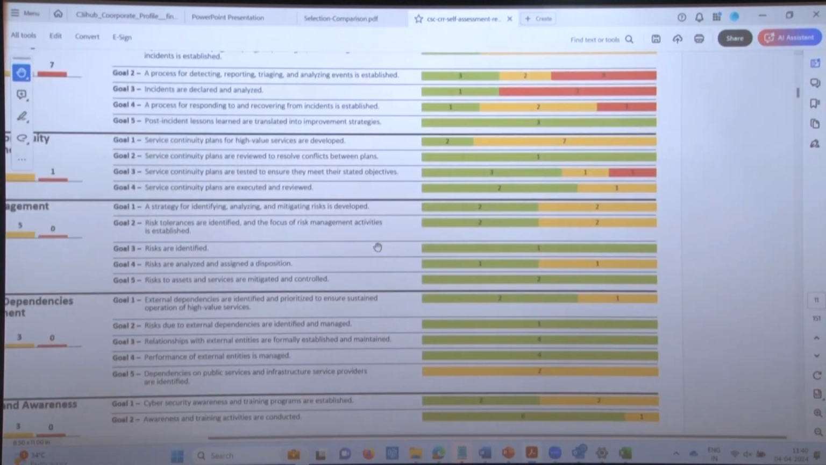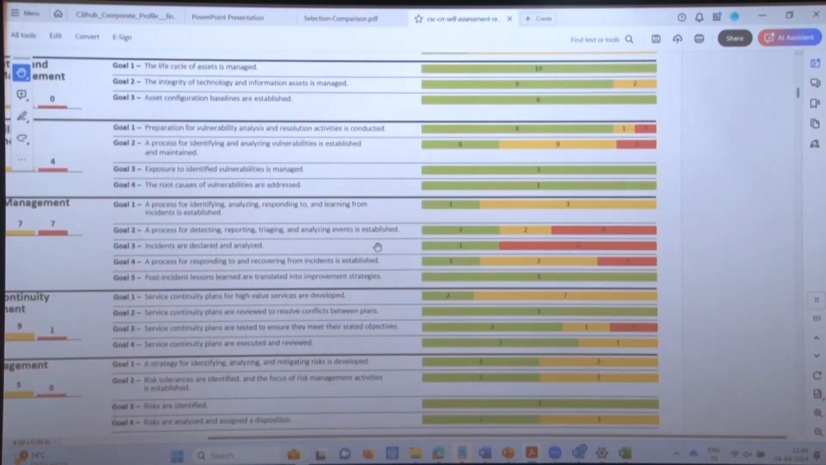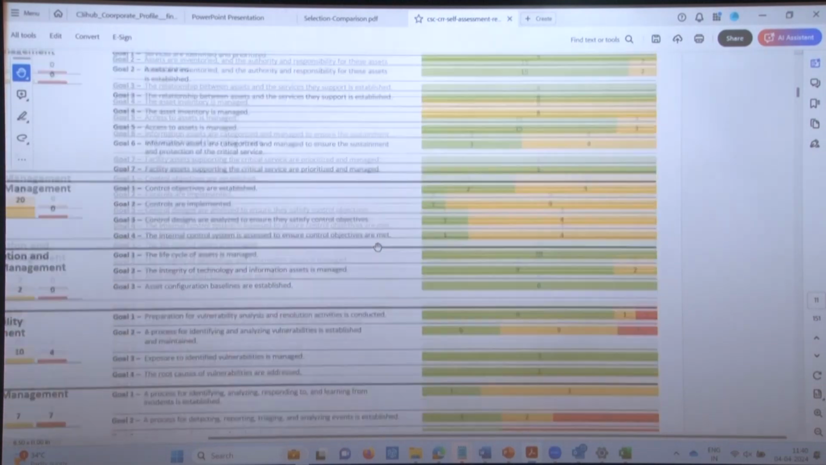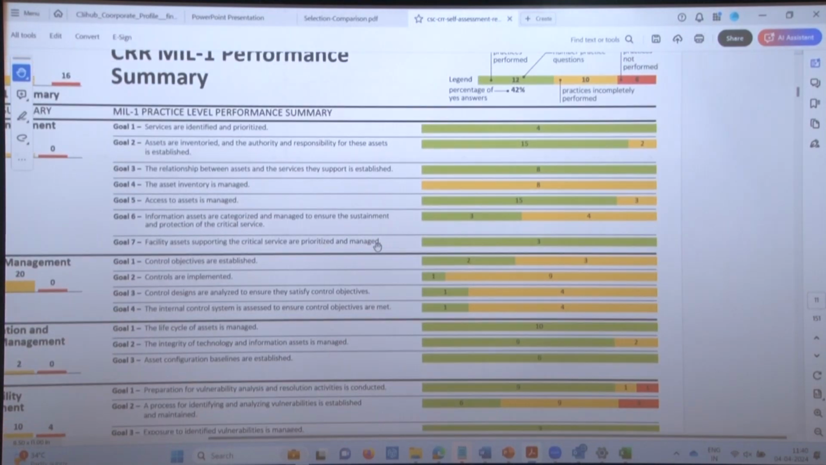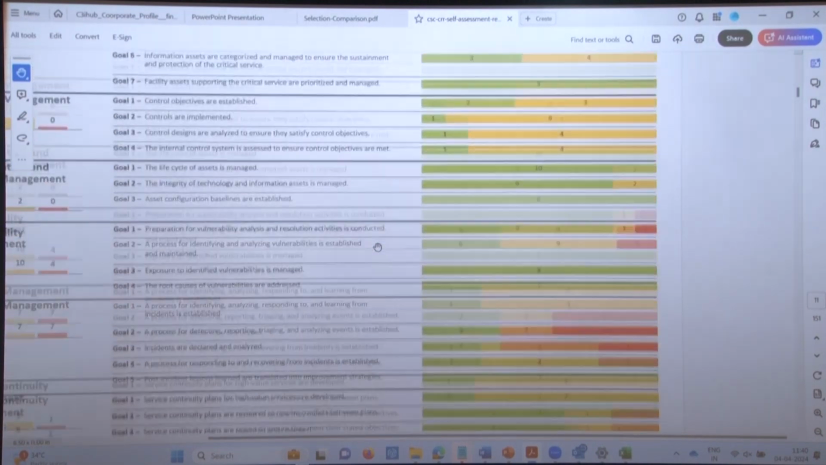I actually see that we do not have a single goal which is green. Do we have? So none of the domains are green. So the maturity level is actually 0, right. Now it also gives you more information.